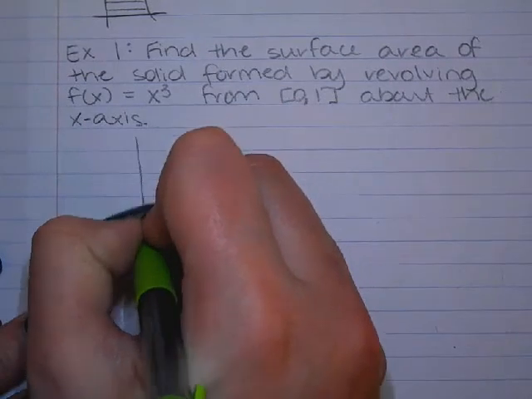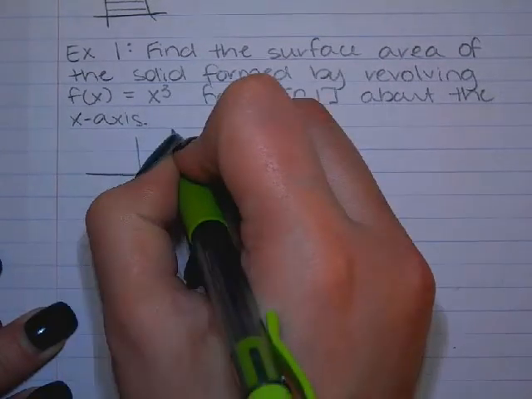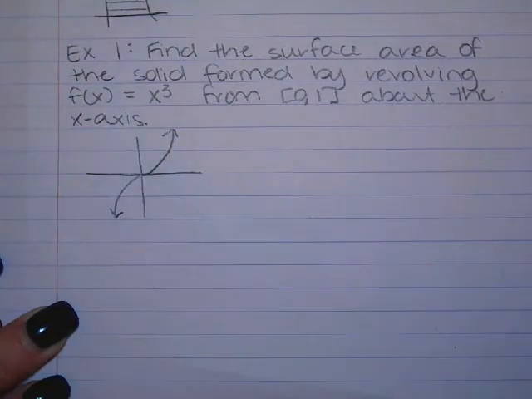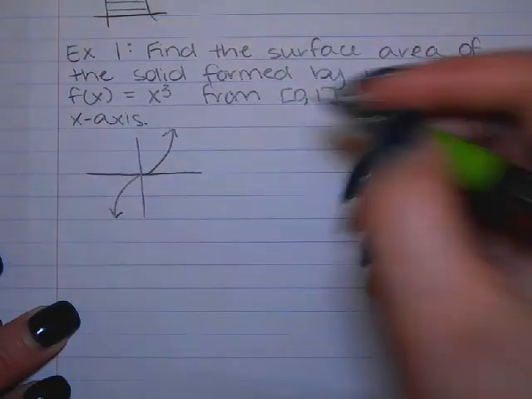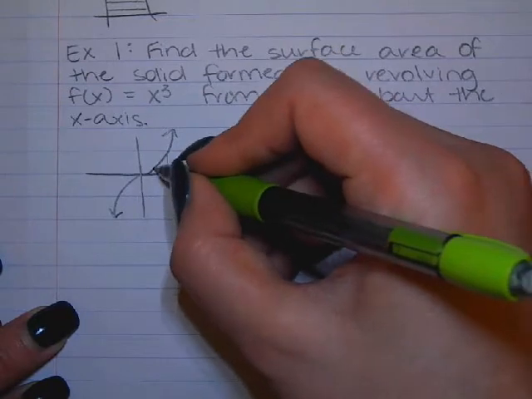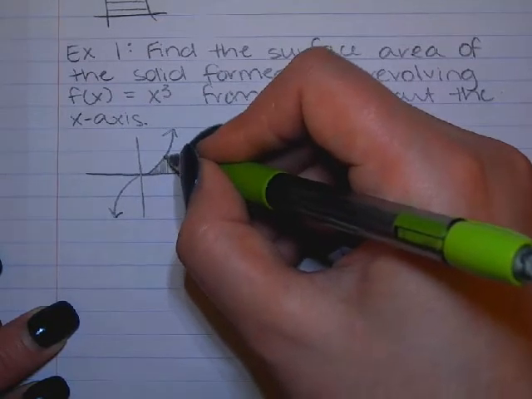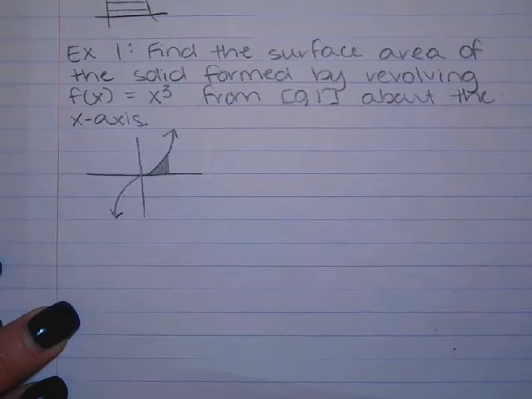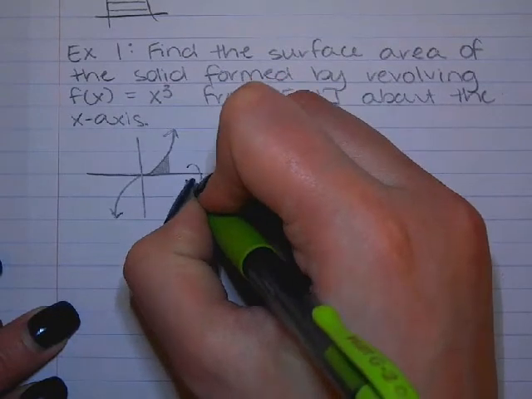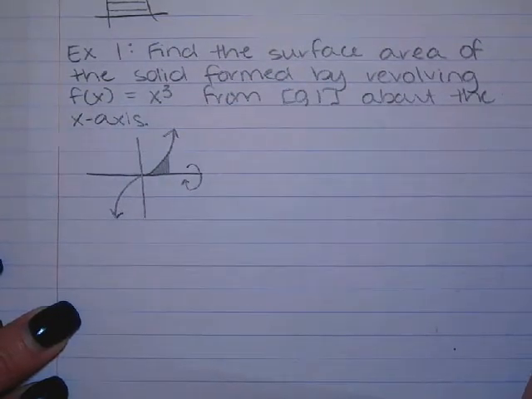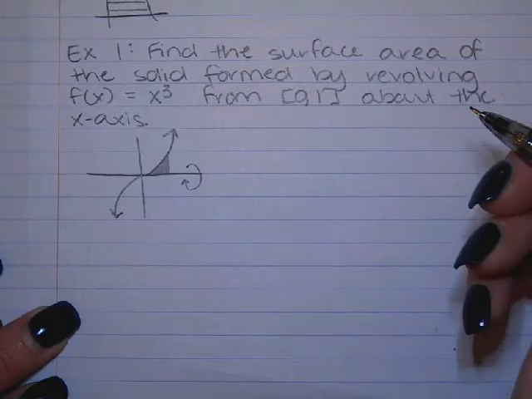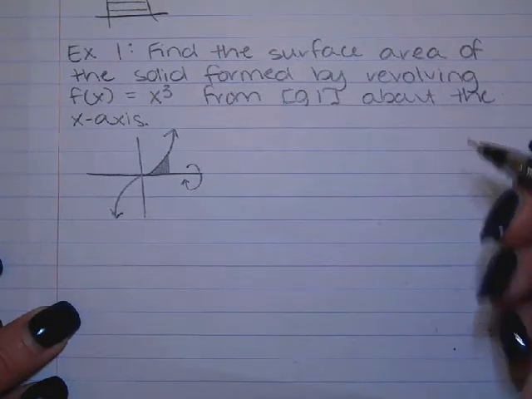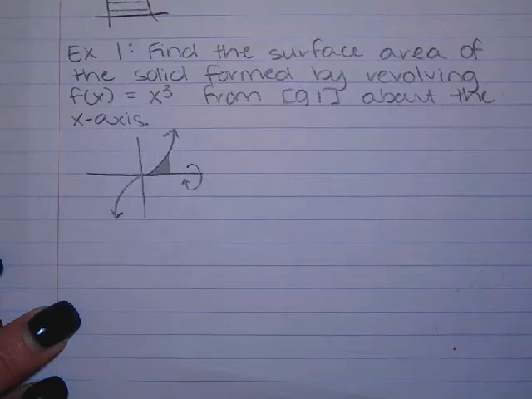So I'm just going to draw, almost got to. We've got a cubic graph. We've got from 0 to 1. This is what we're revolving. It's going to create a 3D shape. And then from that 3D shape, I want to find the surface area. It is revolving about the x-axis, which means that the radius is up and down, which means that it's a y-coordinate, which means that it's a y-coordinate in terms of the function of x, okay?